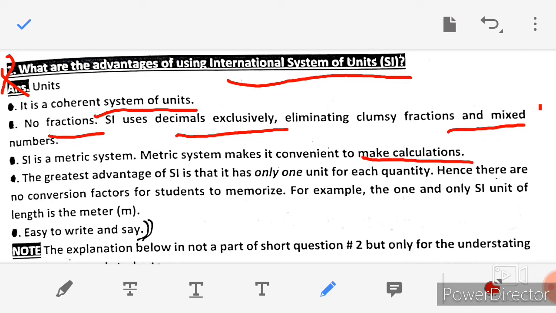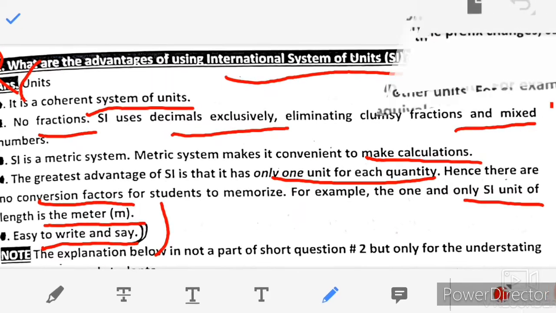The greater advantage of SI unit is that it only has one unit for each quantity. Hence, there is no conversion factor for the student to memorize. For example, the one and the only SI unit of length is the meter. Easy to write and say. So from here to here you can write in the exams.